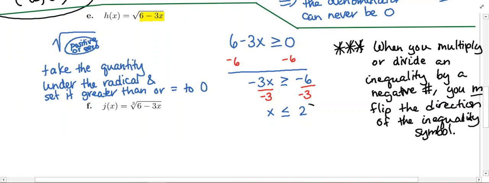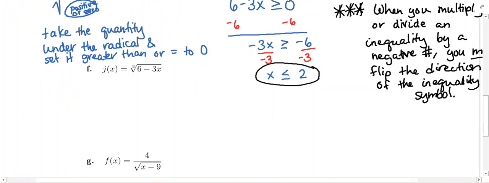Your x values that you plug in to h of x equals the square root of 6 minus 3x, the x values that you're allowed to plug in here have to be less than or equal to 2. So this is written as an inequality. How do we write this in interval notation? Well, we're going to draw our number line.